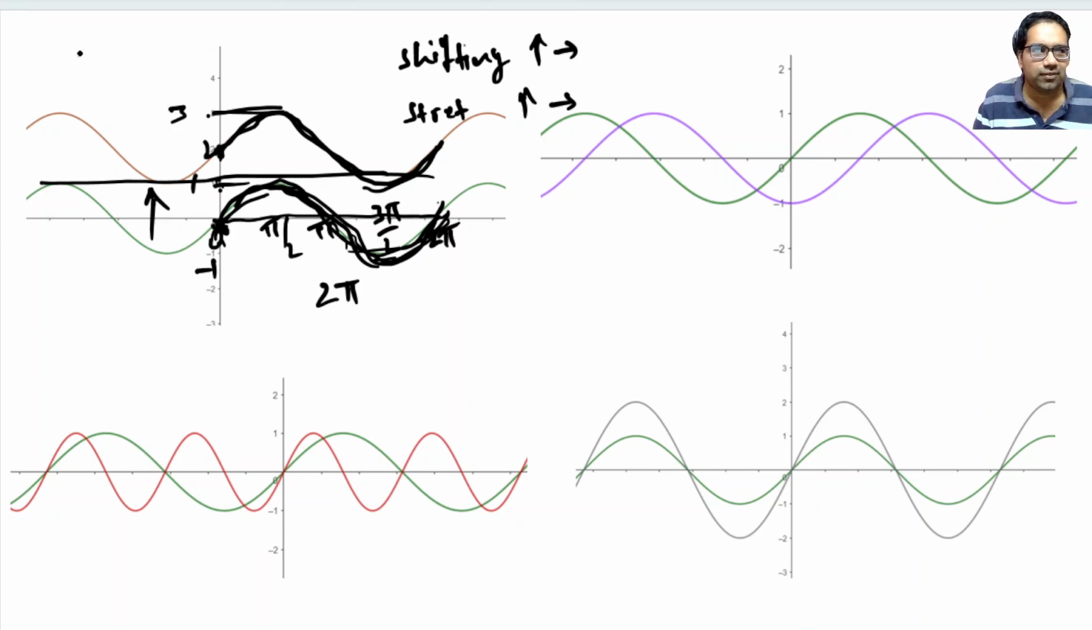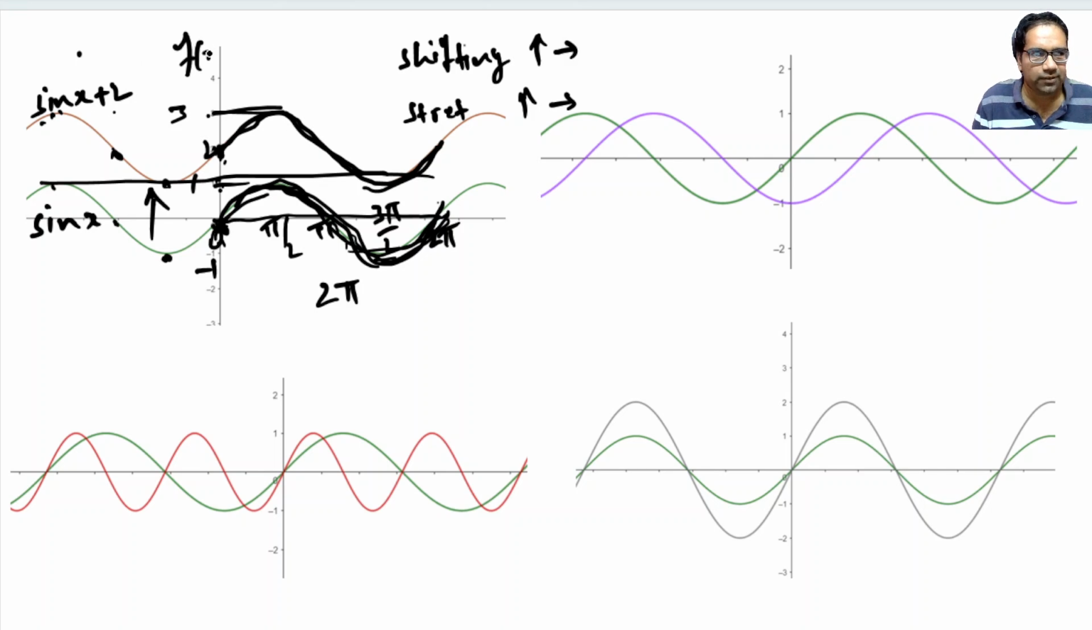So what is this graph? First, the green graph is sine x. This is sine x plus 2. Every point in this graph is shifted by 2 units upwards. This was minus 1, and this has become plus 1: minus 1 plus 2. Similarly, this was 1 and has become 3: 1 plus 2. This was 0, it has become 2. So every point in the graph is shifted 2 units upwards. That's why it is sine x plus 2.